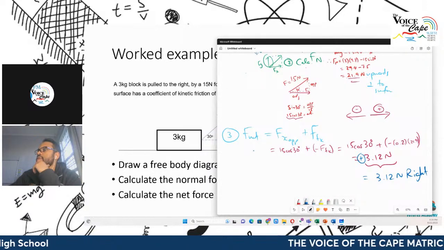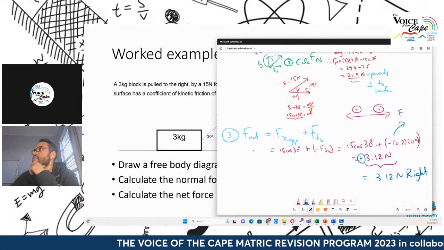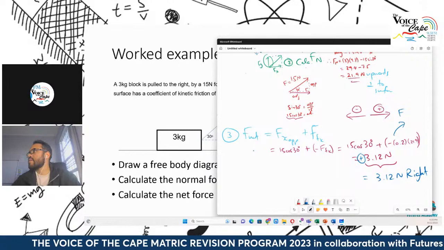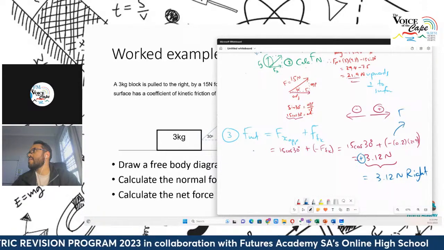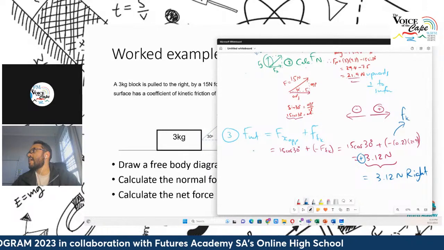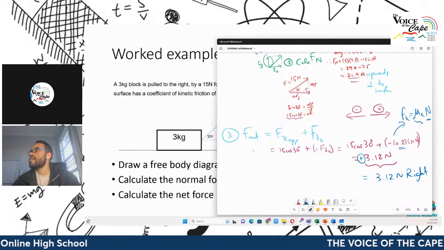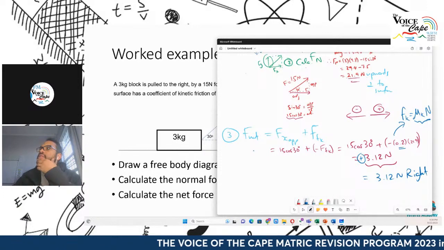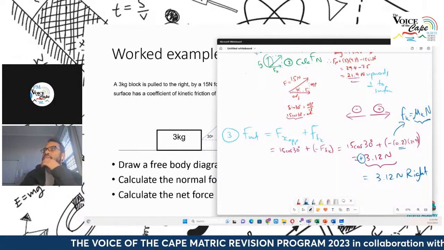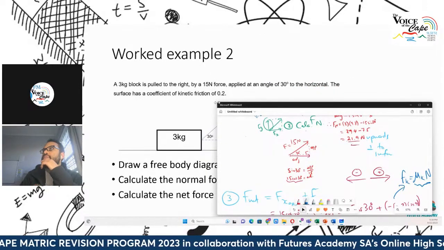If we take 3.12 newtons, let's just quickly talk about what happened here. This was F k, or F little fk, or sometimes you may just use it as F little k, and that's equal to mu k, the coefficient of kinetic friction, times the normal force. So the normal force came from the previous question. The coefficient of kinetic friction came from the given information in the question itself. Okay, let's go to the last worked example very quickly.